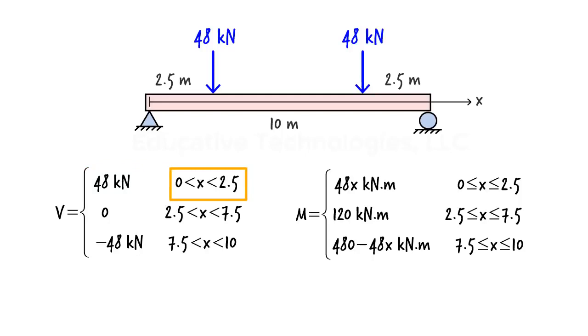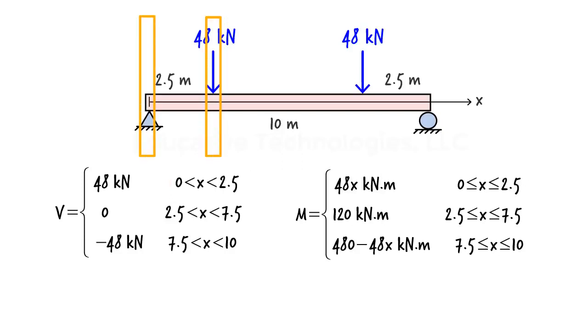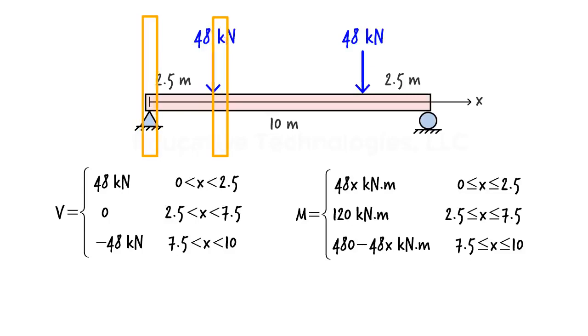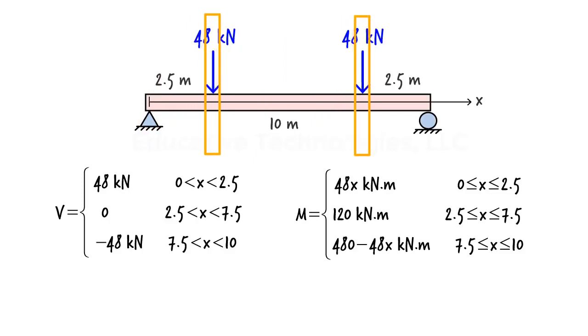Why? Because shear cannot be defined at the point of application of a concentrated load. So for the left segment of the beam, shear does not exist at x equals 0 and x equals 2.5, where concentrated loads are present. The same principle applies to the other beam segments. For the middle segment, shear does not exist at x equals 2.5 and x equals 7.5, and shear is non-existent at x equals 7.5 and x equals 10 in the right segment of the beam.